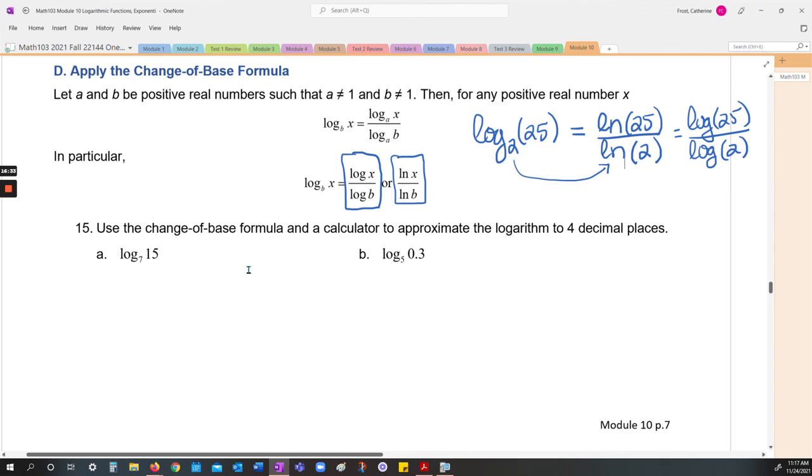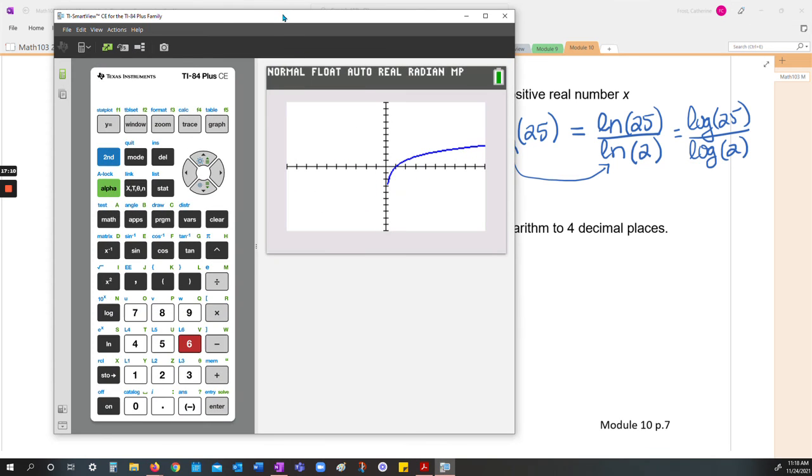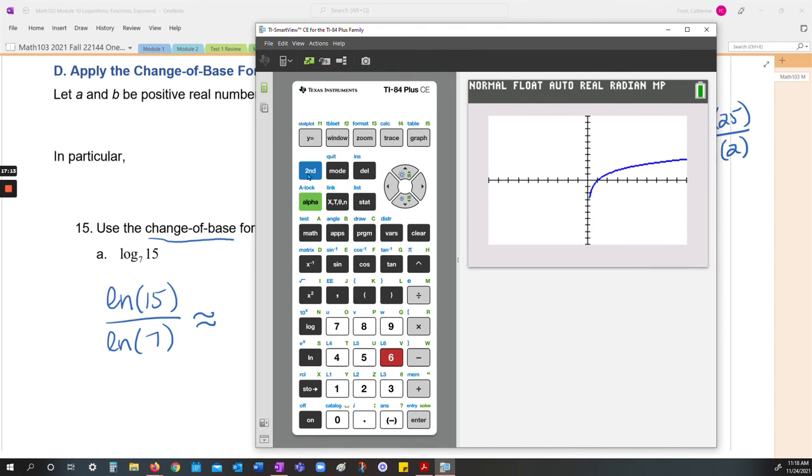Okay, so this says use the change of base formula and a calculator to approximate the logarithm to 4 decimal places. If this is on your test, to show work, I just want you to show me what you're going to type into the calculator, whether or not you actually need to use the change of base formula. Maybe you have a newer calculator where you can type this in directly, but just tell me that this is the same as natural log of 15 over natural log of 7, or use common log, whatever. Just write that ratio down for me so I know that you know what the change of base formula is, because it is still kind of handy.